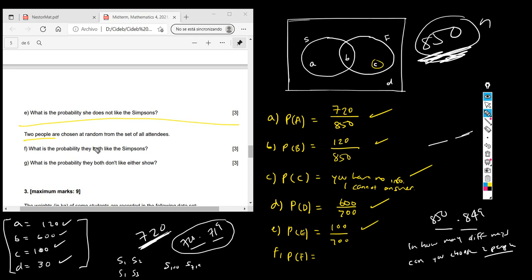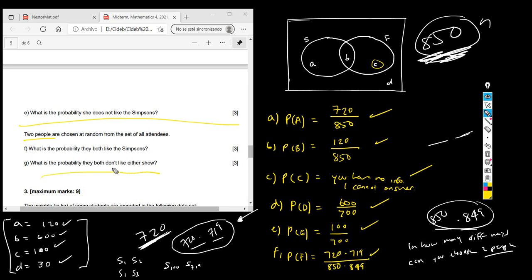So how do you solve this question? What is the probability they both like The Simpsons? Well, just make the ratio of all the possible combinations of two people that like The Simpsons out of all the possible combinations of two people that you can get out of the whole set, which is this. So the solution is going to be 720 times 719 over 850 times 849. And that's it. You don't have to do anything else. It stays like this, and it's okay.